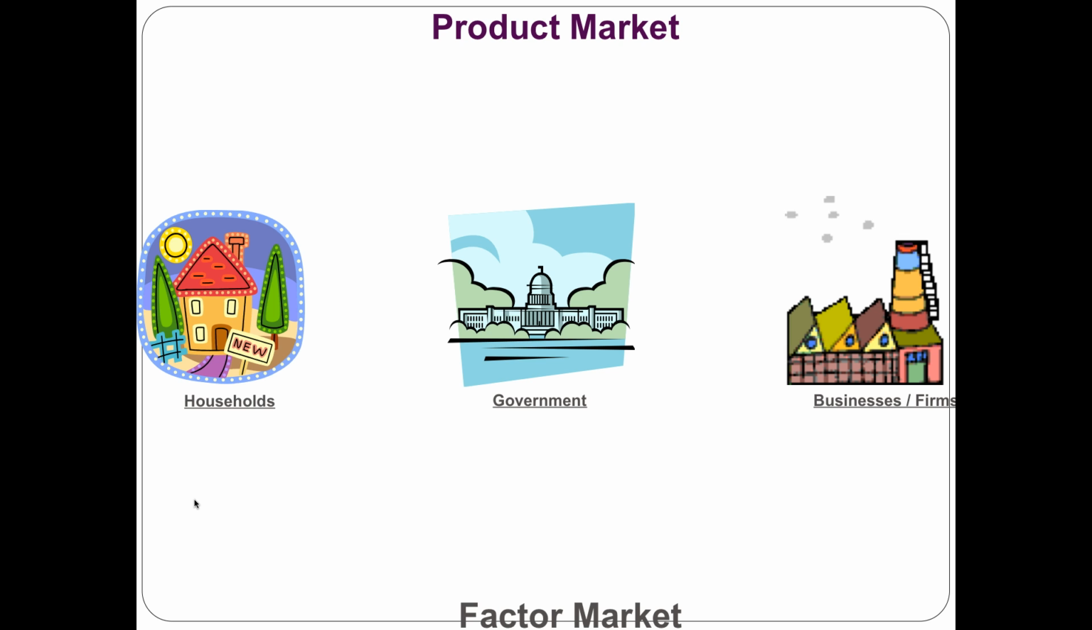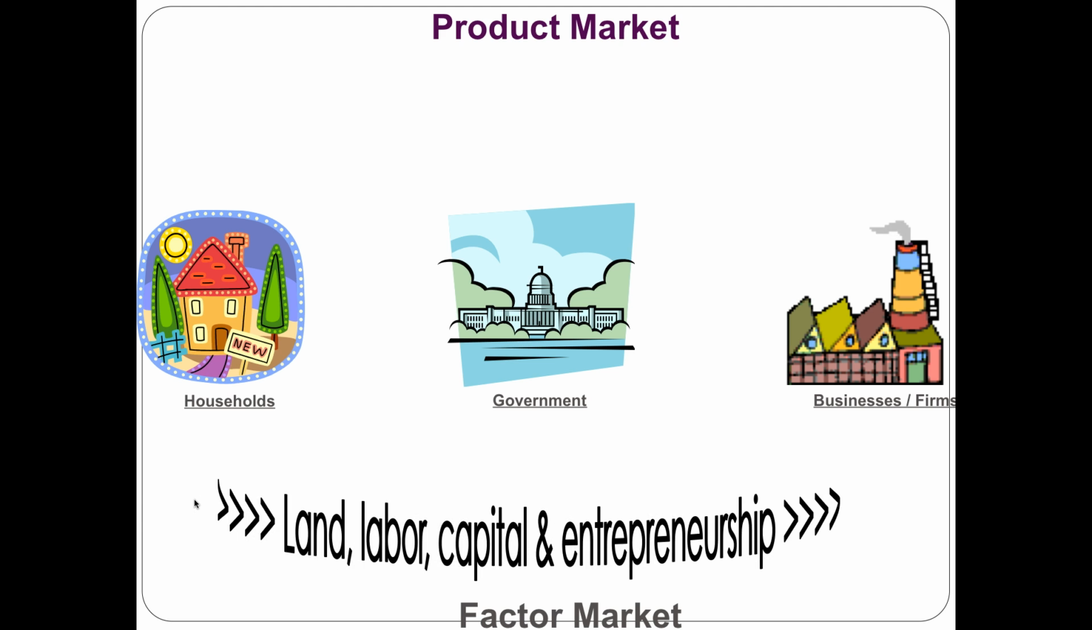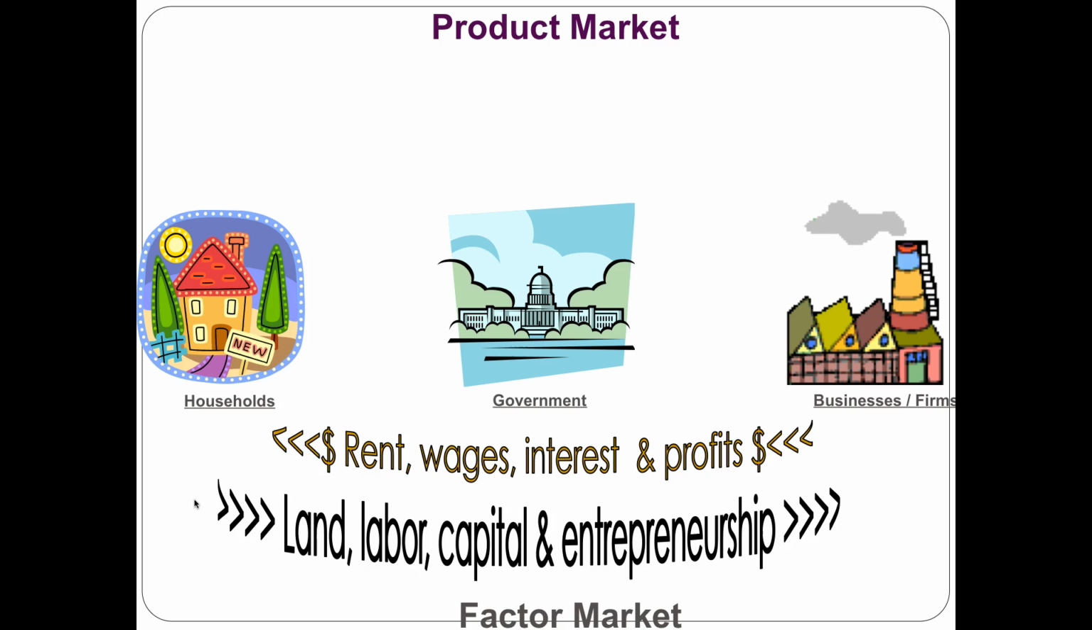And what you're going to be consistently seeing is money flows in the product market being exchanged for factors of production in that factor market. So let's take a look here. Households in the factor market are going to provide land, labor, capital, and entrepreneurship to businesses, and businesses in return in the product market are going to provide rent, wages, interest, and profits to households. So once again, we have something in the factor market being exchanged for money flows in that product market.